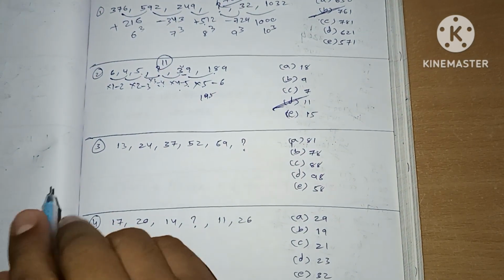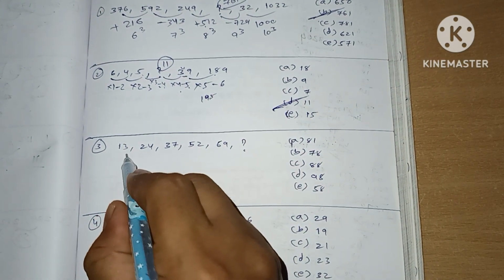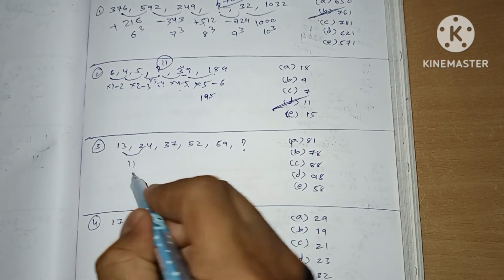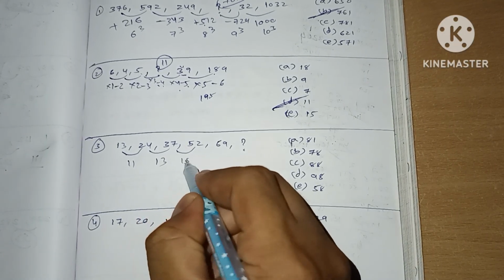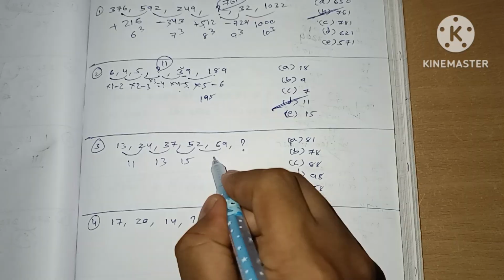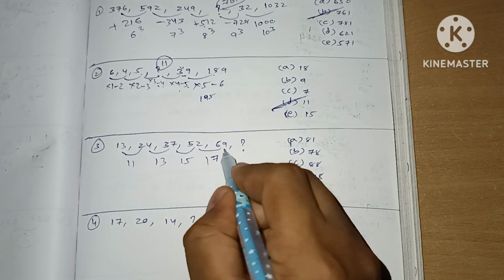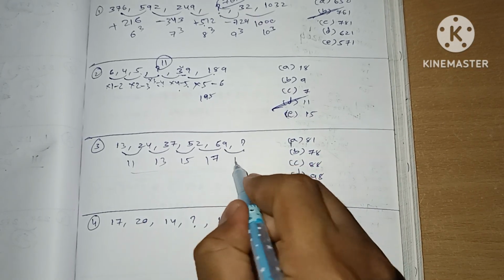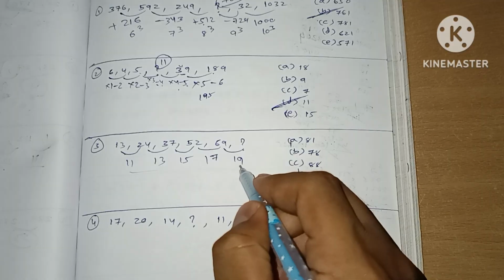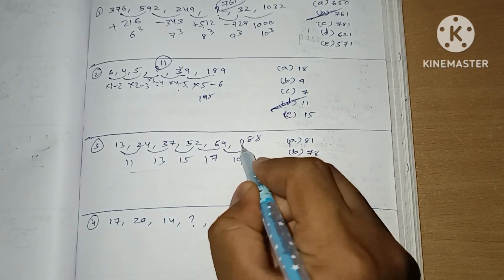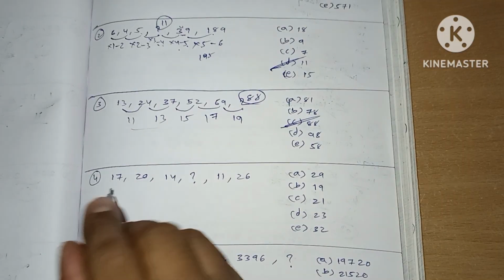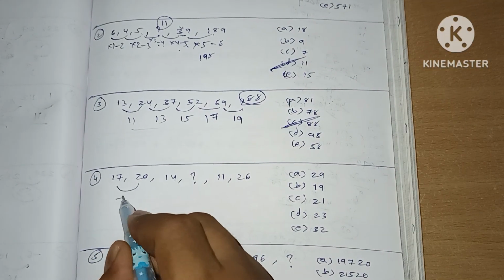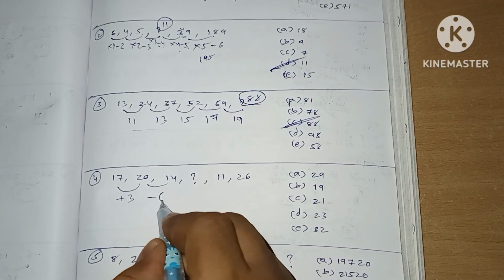Next, third question. Here the difference between these two is 11. Here the difference is 13. Here the difference is 15. Here the difference is 17. So these are odd numbers, so we will take 19. 69 plus 19 will be 88. So answer will be 88. Option C is our answer. Next, here we see plus 3 minus 6.